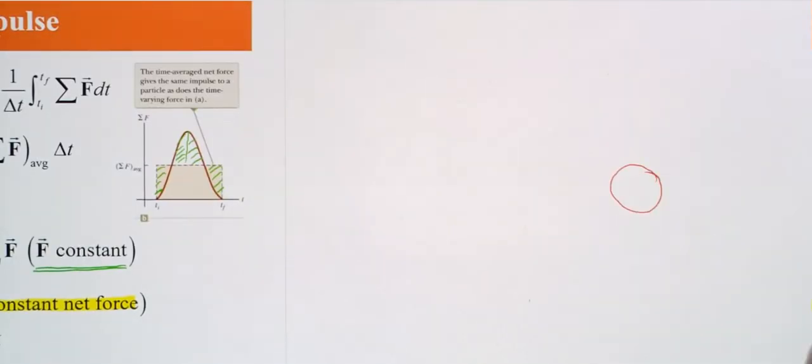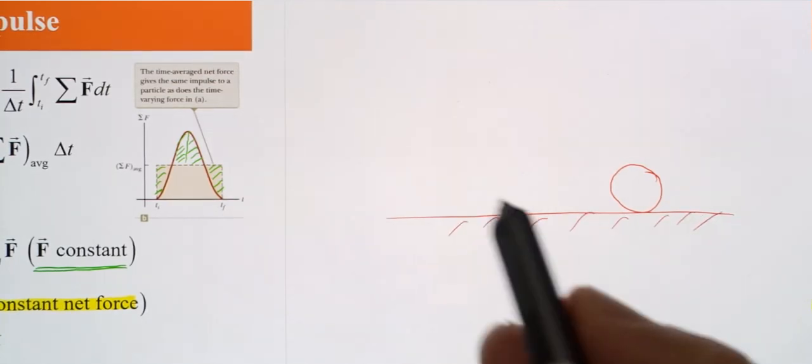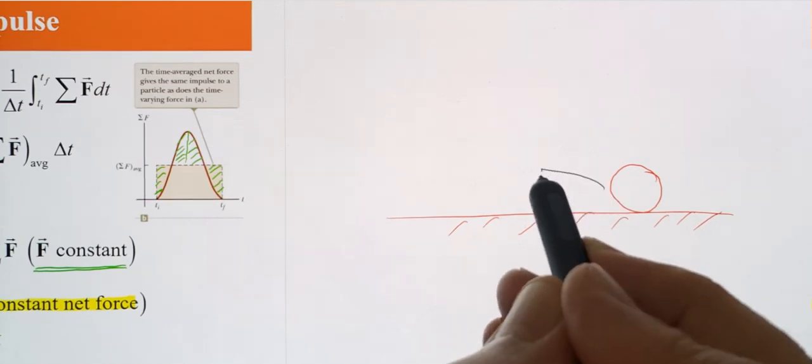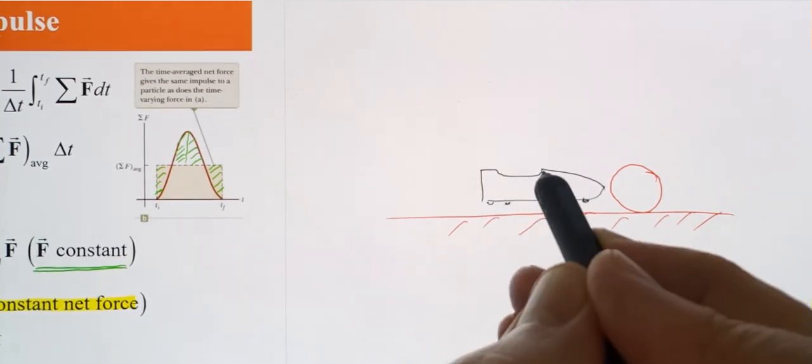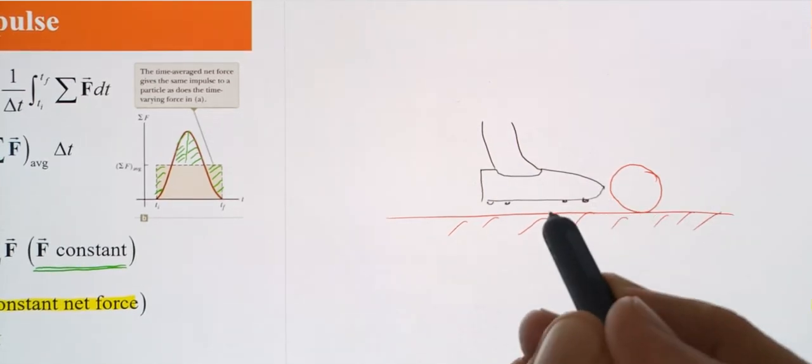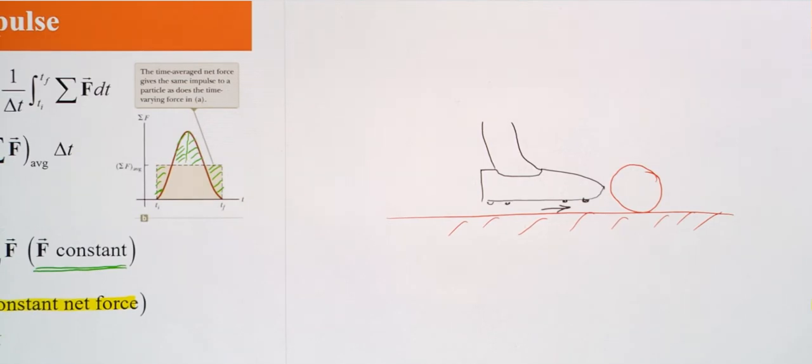Suppose there is a ball lying on the ground, and somebody comes and kicks the ball. Now, if you look at the system of the ball only, then we can consider the kick as an external force, and we have a non-isolated system, and here impulse is equal to force multiplied by the time.